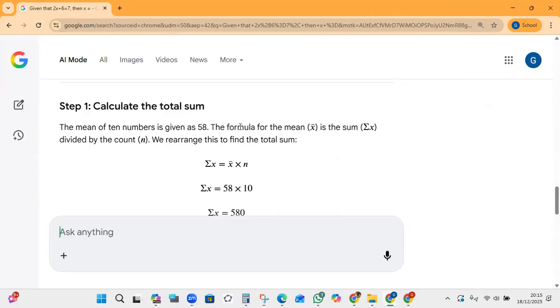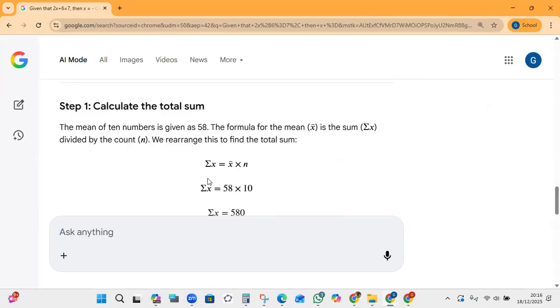So the formula for mean is the sum of all the x values, all the numbers, divided by the number of values. So if you have 5 numbers, you add all of the 5 and you divide by 5. If you have 10 numbers, you add all of the 10 numbers and you divide by 10. Now they already give us the mean of the 10. The mean of the 10 is 58.